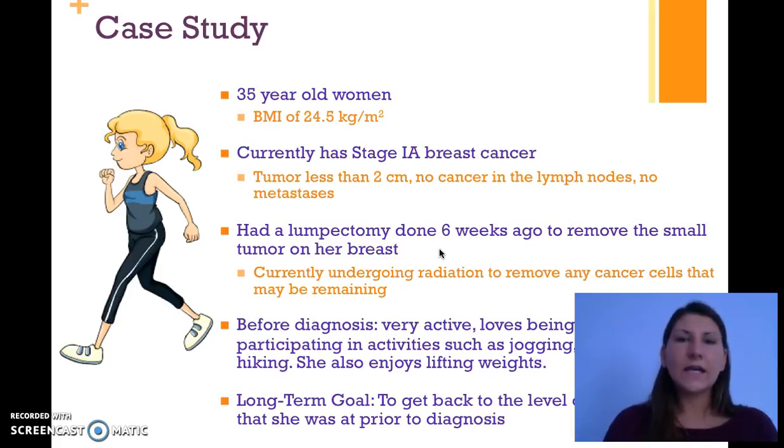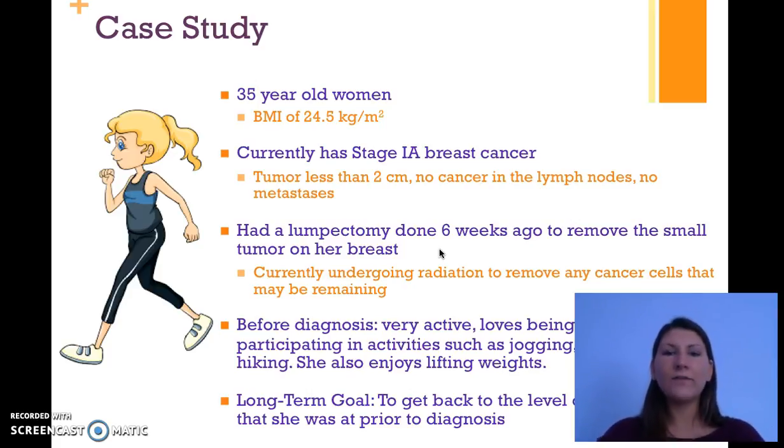So here's a case study. This woman is 35 years old. She has a BMI of 24.5 kilograms per meter squared. She currently has stage 1A breast cancer. The tumor is less than 2 centimeters. She has no cancer in the lymph nodes and no metastases. She had a lumpectomy done 6 weeks ago to remove the small tumor on the breast, and she's currently undergoing radiation to remove any cancer cells that may be remaining.